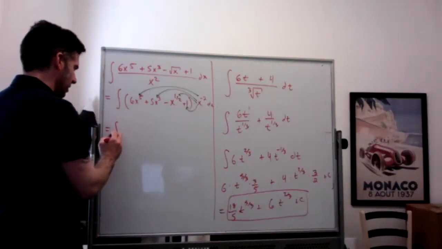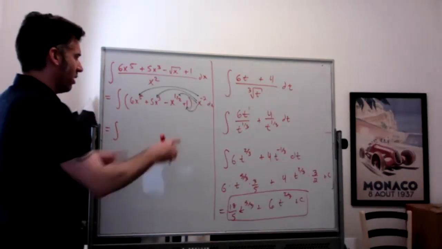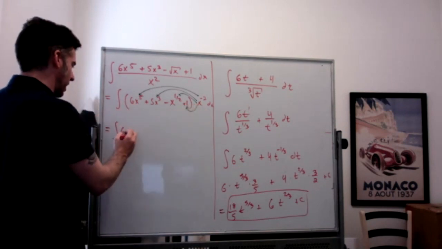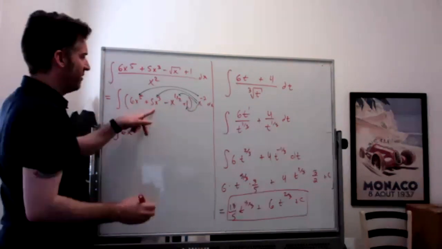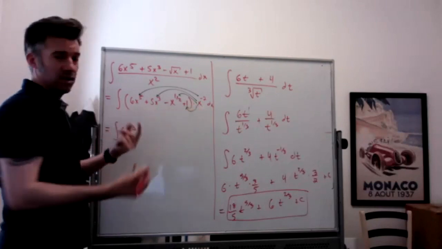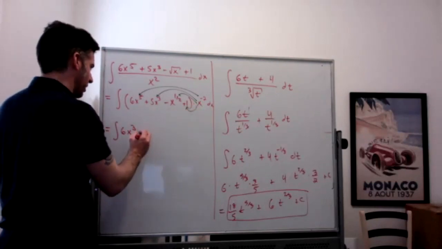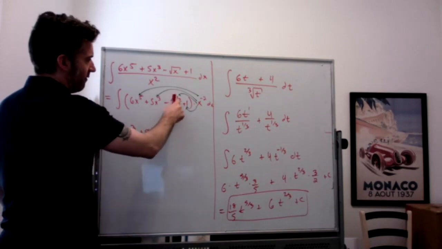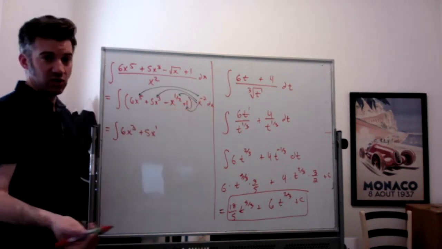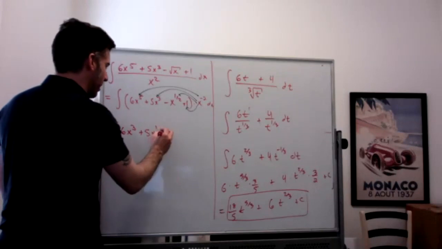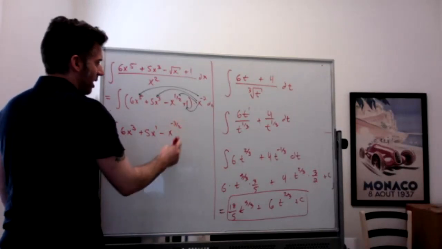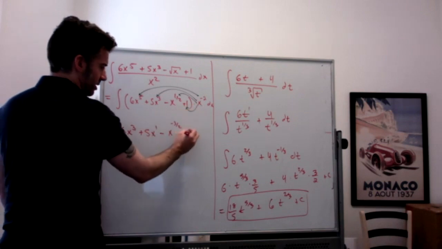This is going to be the integral or antiderivative of 6x to the 5th times x to the -2nd. We're going to add the powers, so we're going to get 6x cubed. And 5x to the 3rd times x to the -2nd: 3 plus -2 is 1, so you get 5x to the 1st. 1/2 plus -2 is 1/2 minus 2, which is -3/2. So we're going to get minus x to the -3/2. And 1 times x to the -2nd is just x to the -2nd.